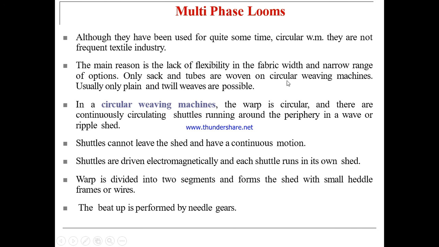Only sacks and tubes are woven on circular weaving machines. Usually only plain and twill weaves are possible. In a circular weaving machine, the warp is circular and there are continuously circulating shuttles running around the periphery in a wave or ripple shape. Already I have discussed, the shuttle cannot leave the shed and has a continuous motion. In this particular type of loom, the shuttle will never come out of the shed. When the shuttle completes its traverse from one shed, it will just enter the other shed.